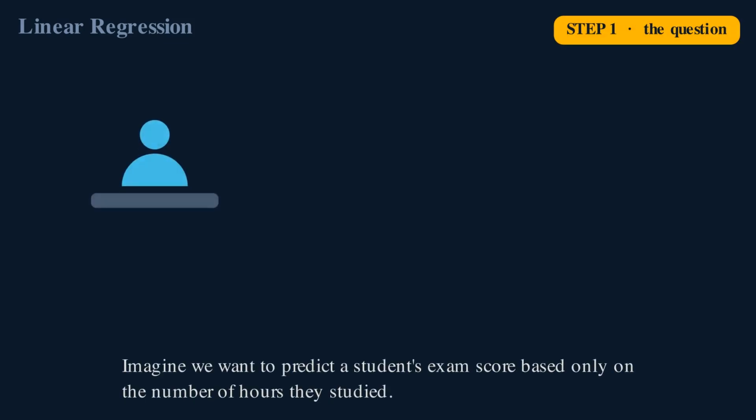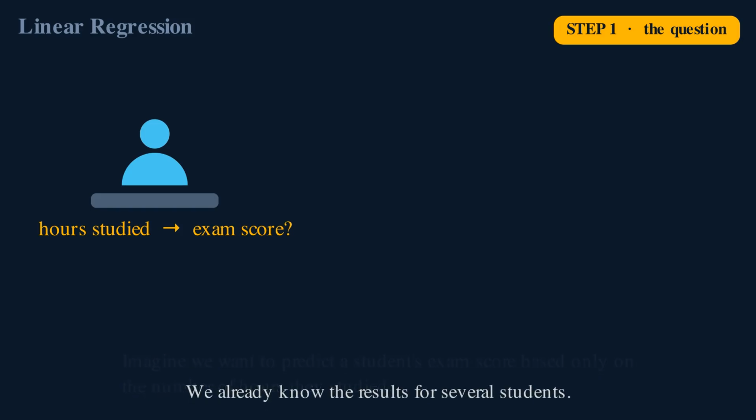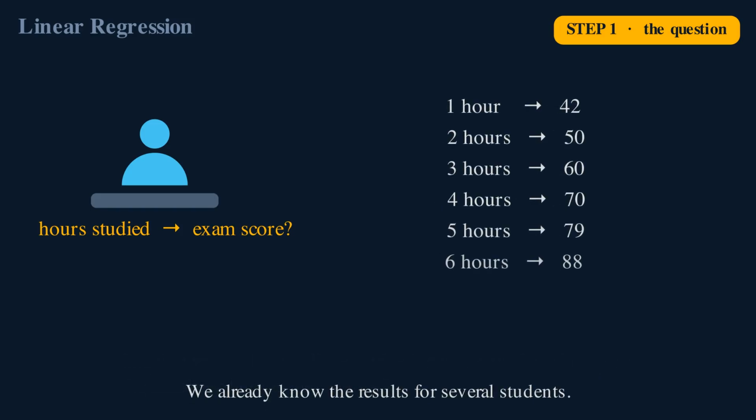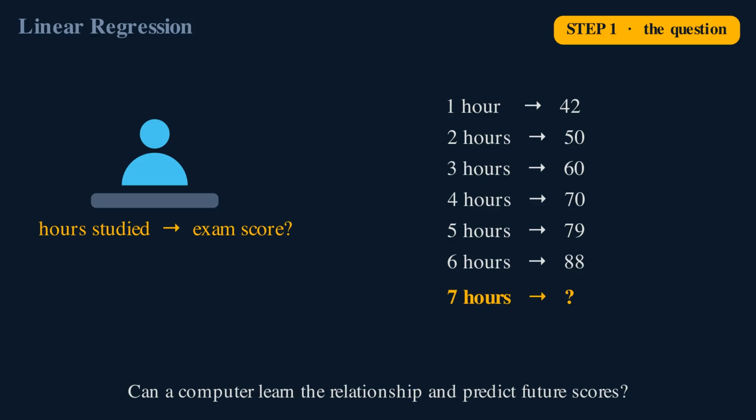Imagine we want to predict a student's exam score based only on the number of hours they studied. We already know the results for several students. Can a computer learn the relationship and predict future scores?